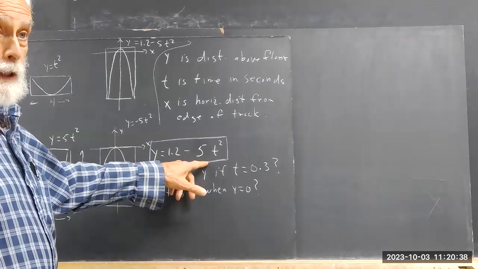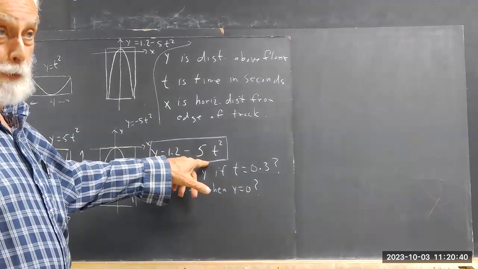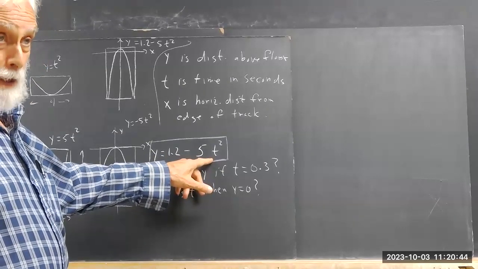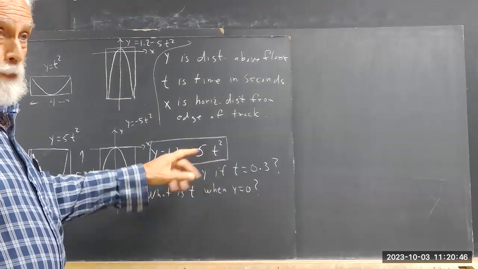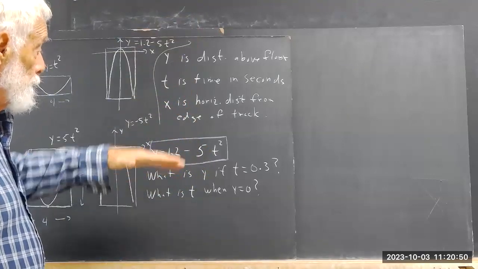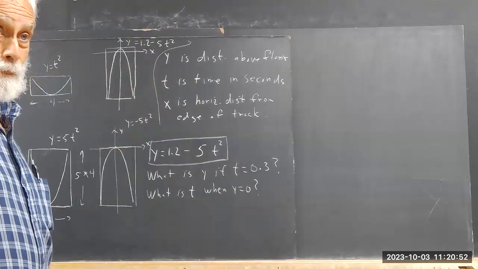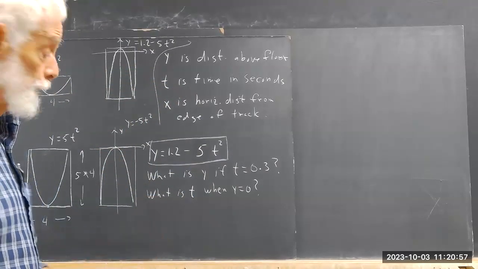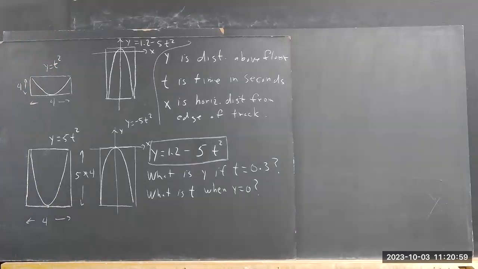This is just a transformation of the t-squared function. Now, you've been through transformations. You have a reflection around the t-axis because of the negative sign. You have a vertical stretch factor, 5, and then you raise it 1.2 units. And hopefully we understand transformations that well. Just a brief explanation for whatever it's worth.